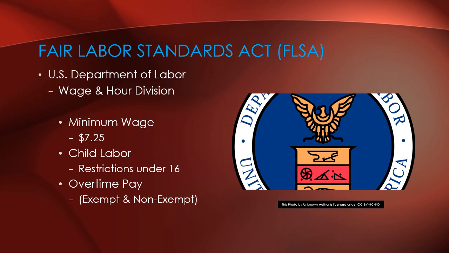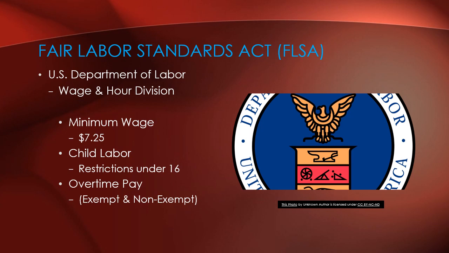Compensation laws fall under the Fair Labor Standards Act, FLSA, of 1938. These laws are enforced by the United States Department of Labor Wage and Hour Division. The FLSA sets a minimum wage, puts restrictions on child labor, and requires employers to pay overtime. The minimum wage is currently set at $7.25 an hour and has not changed since 2009.